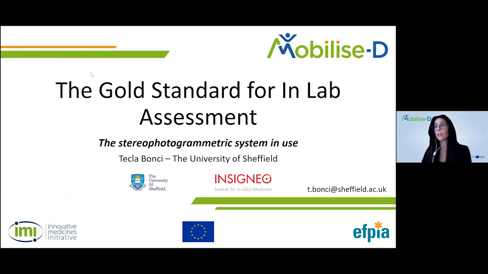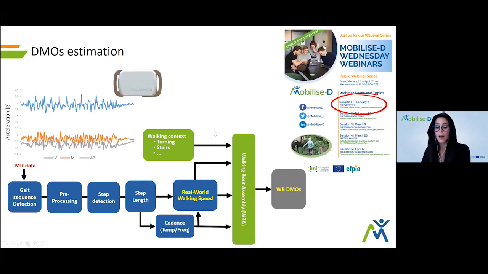Thanks, Kirsty, for the introduction. So before directly diving into how the stereophotogrammetric system is used as a gold standard for the in-lab acquisition, I just would like to show you again at a glance how the definition-driven pipeline that is used by the single sensor unit takes as input the inertial measurement unit data and extracts digital mobility outcomes at a walking bout level. And this was presented during the first seminar of this series.